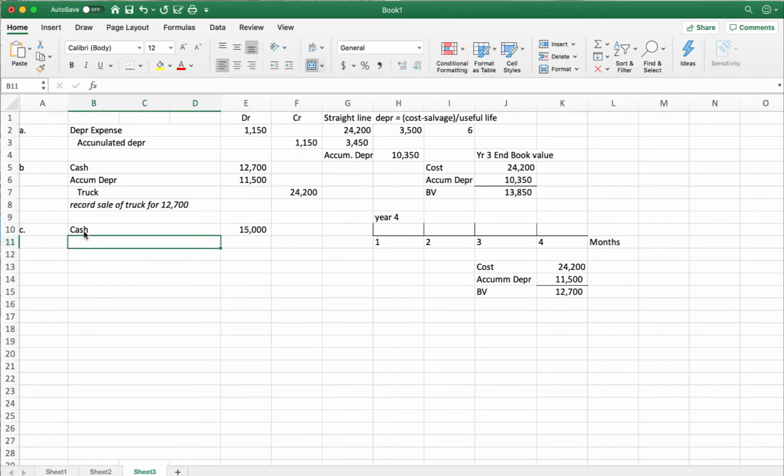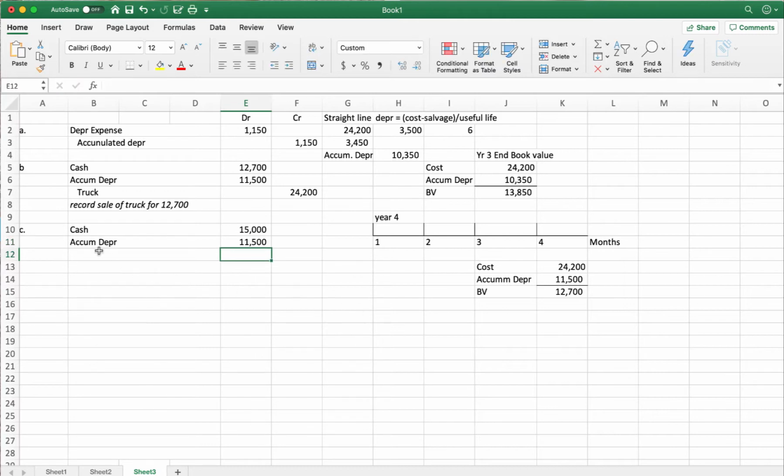Cash is an asset. We increase that with a debit. So I'm going to debit cash, $15,000. Simple, right? Just like we did it in part B. The next thing we need to do is get the accumulated depreciation off the books. What's our accumulated depreciation? It hasn't changed, right? It's still the $11,500.